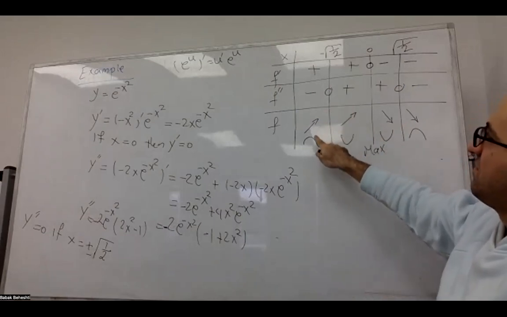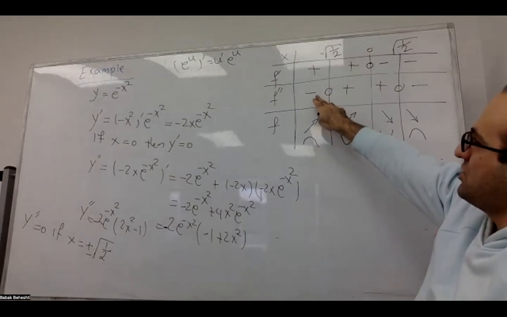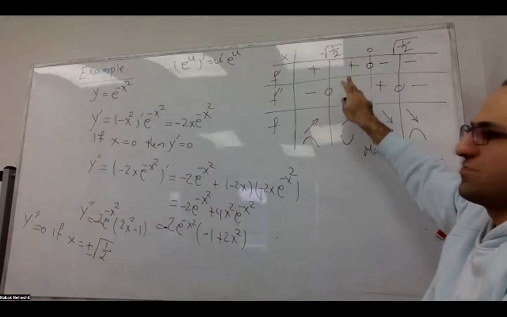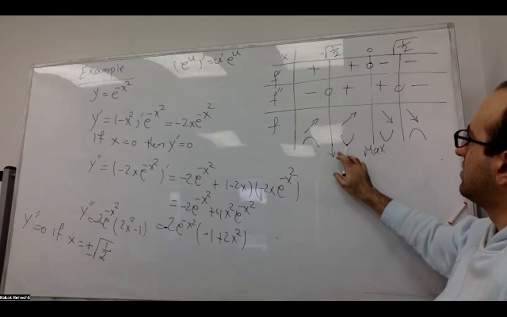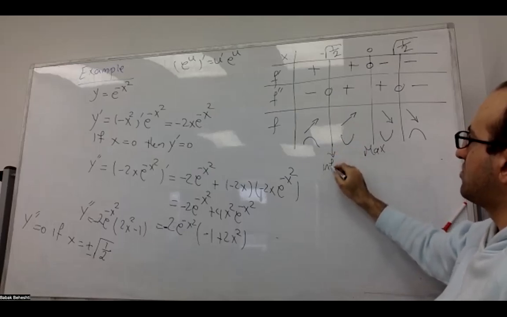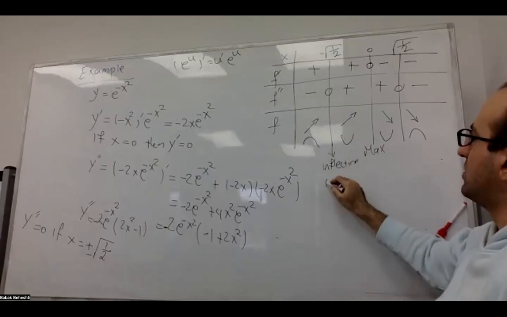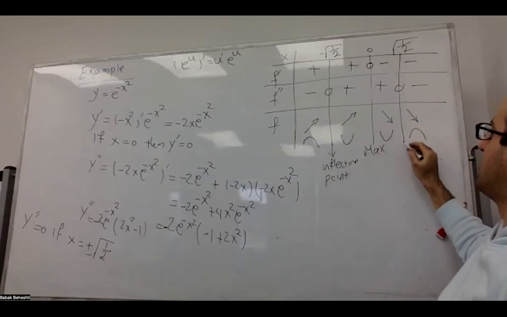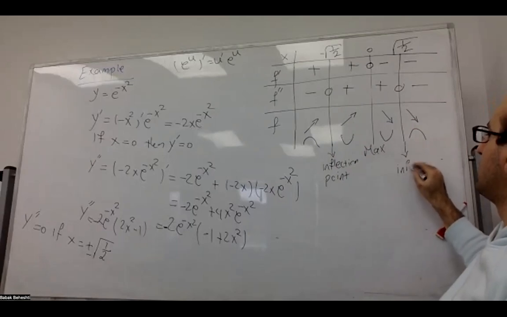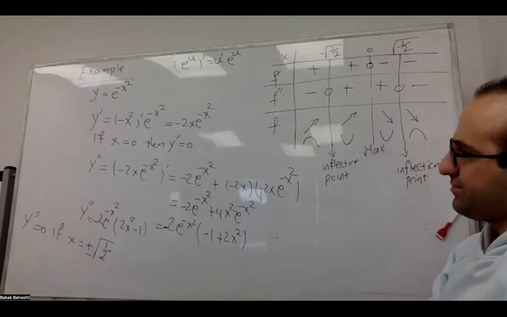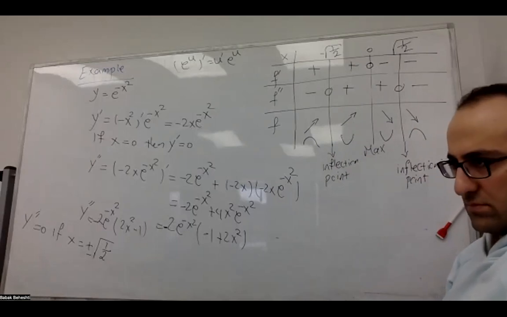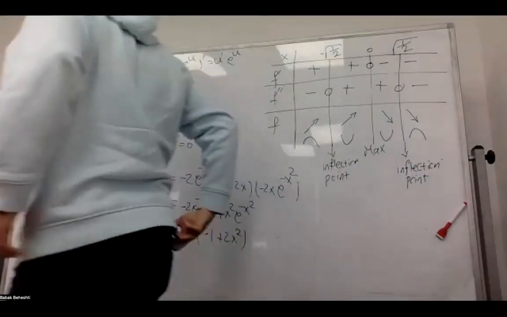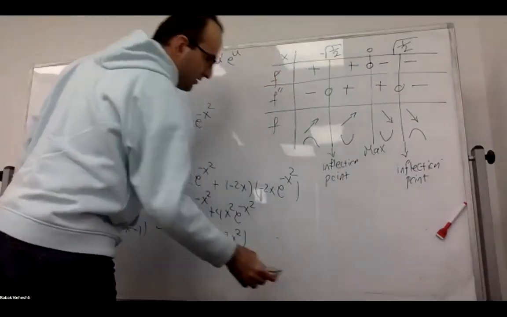If the sign of f double prime switches from negative to positive or from positive to negative, that point is an inflection point. So for example, this point is an inflection point. So this point is also an inflection point. I will show you on a graph so you can see. Okay, now let's see this on the graph.